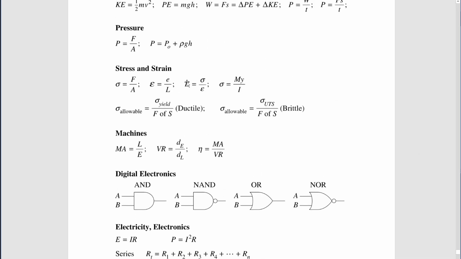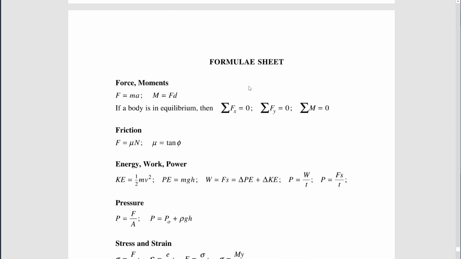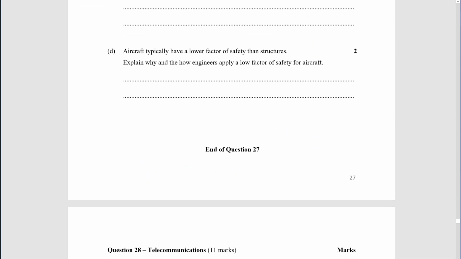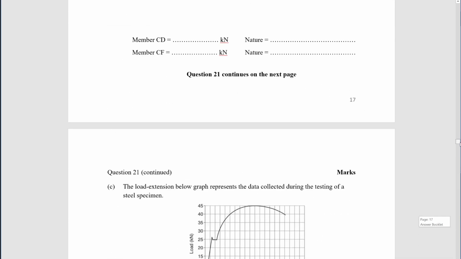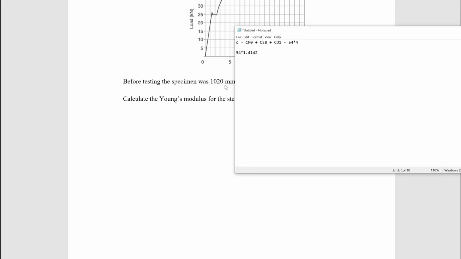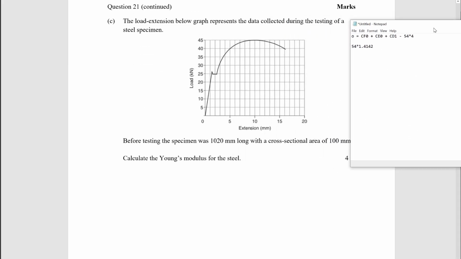So if we look at our formula sheet, we can see that Young's modulus of elasticity equals stress over strain. But we know that we can use E equals FL over AE. So if we have that as our formula, we need to know the force, the length, the extension, and potentially the area. Oh no, we do need them, because they haven't given us stress over strain, they've given us forces.